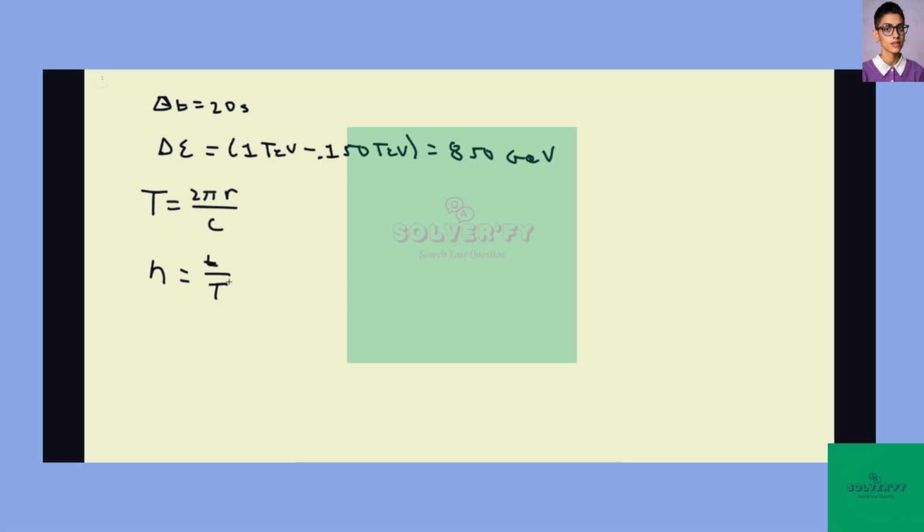So now the energy gained per revolution can be given by delta E, the change in energy, divided by the number of revolutions. So the total change in energy divided by how many times it's been accelerated to gain that energy. If we make the assumption that every time it goes around, it gains an equal amount of energy, which we do for this problem, we can now plug everything in.